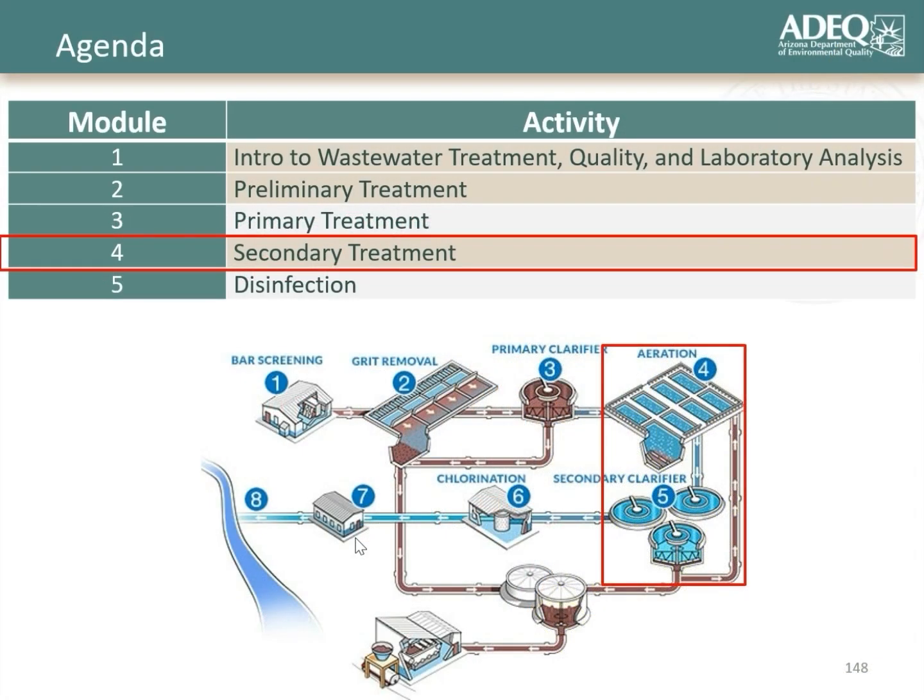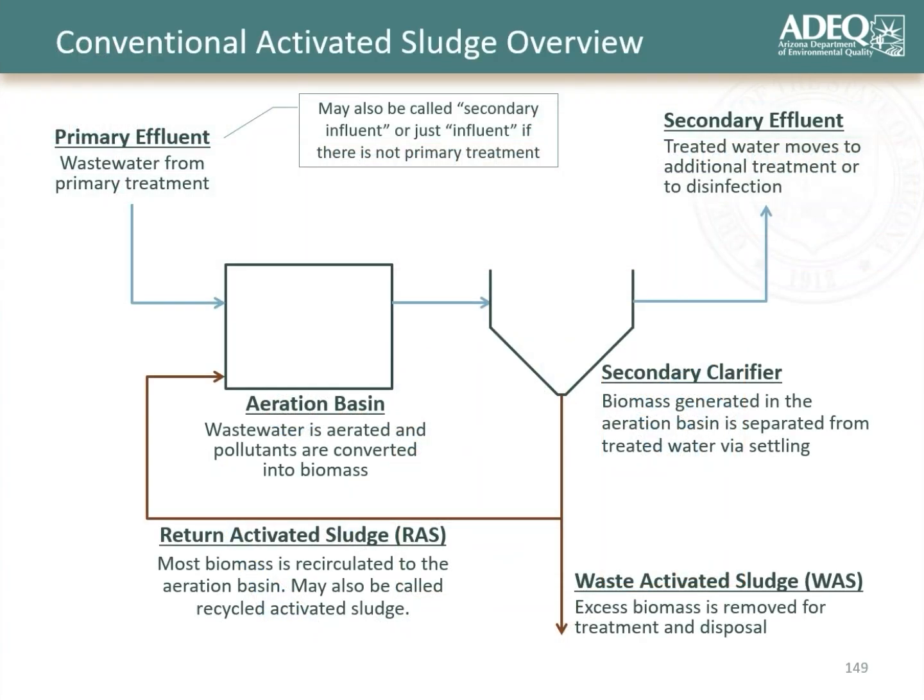This next module, Module 4, is going to cover secondary treatment, which traditionally includes aeration basins and secondary clarifiers. The following diagram is for a conventional activated sludge system. In this system, you have primary effluent, or secondary influent, that has gone through some preliminary treatment and flows into an aeration basin. The aeration basin is where the wastewater is aerated, and the pollutants are converted into biomass by bacteria that are present in the aeration basin.